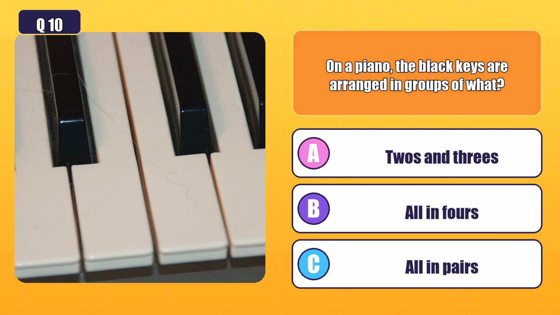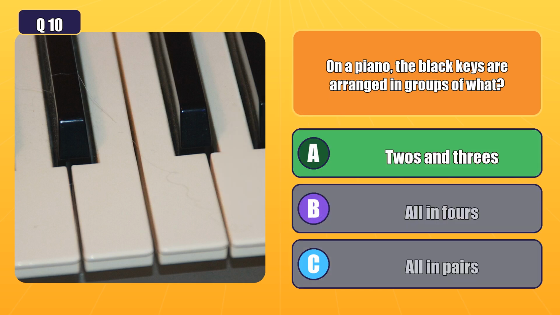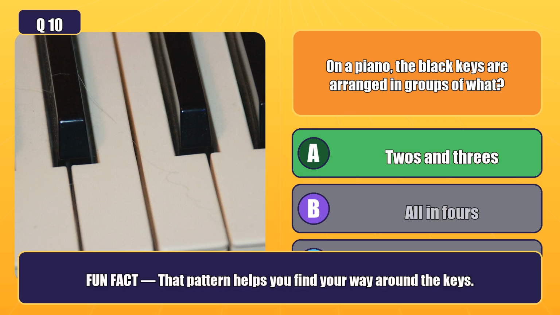Question number 10. On a piano, the black keys are arranged in groups of what? The answer is 2s and 3s. Fun fact, that pattern helps you find your way around the keys.